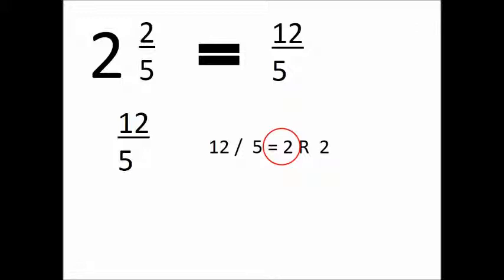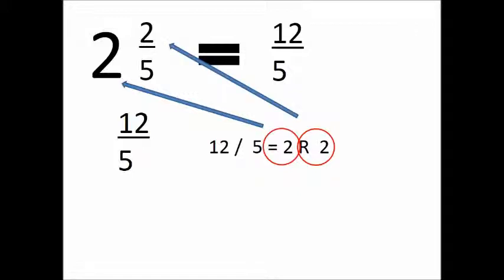So 12 divided by 5 equals 2 remainder 2. So that's where that 2 went in front as the big whole number. And then you're going to find out in a second that remainder 2 goes on top of the 5. It's going on top of that 5. And then the bottom 5 stays the same.